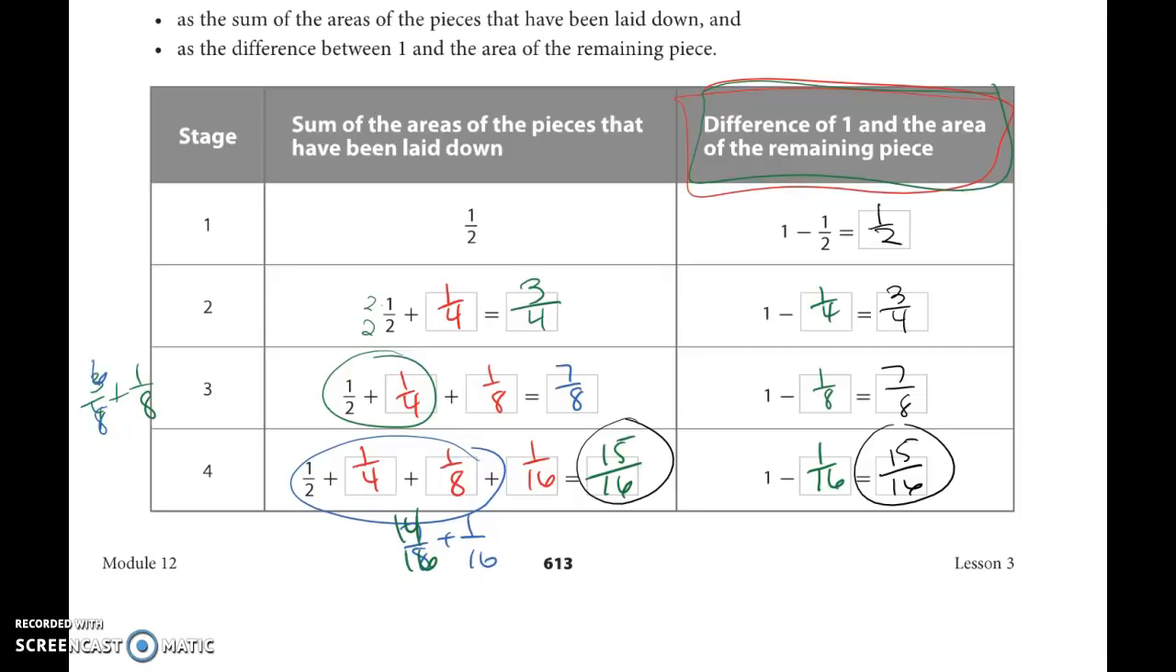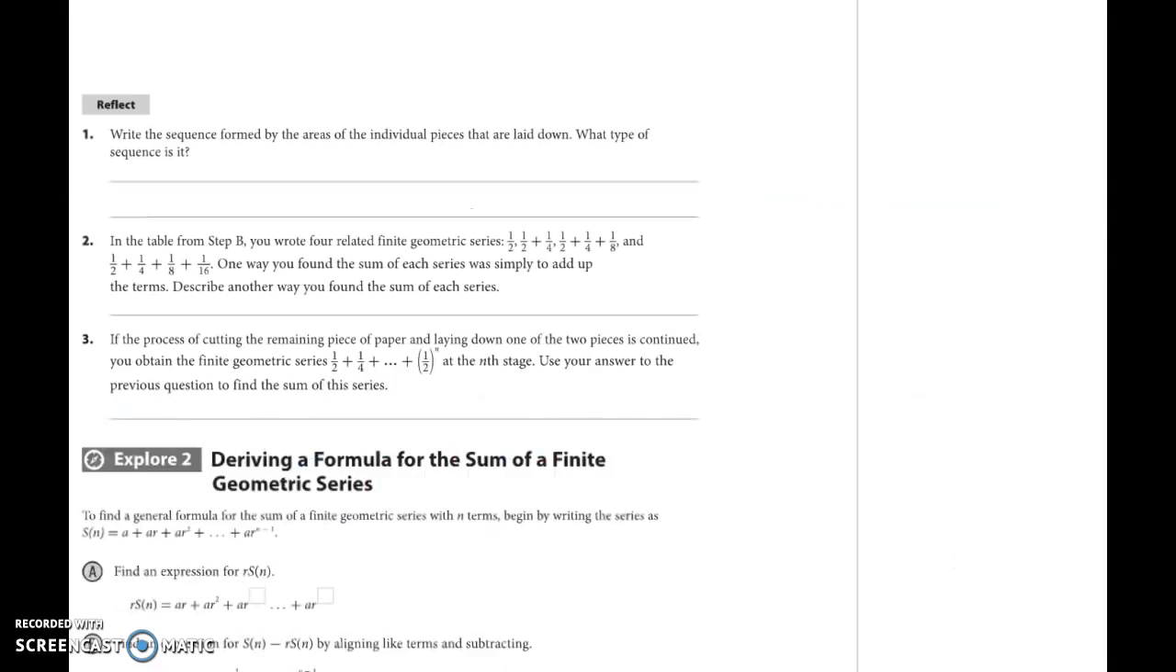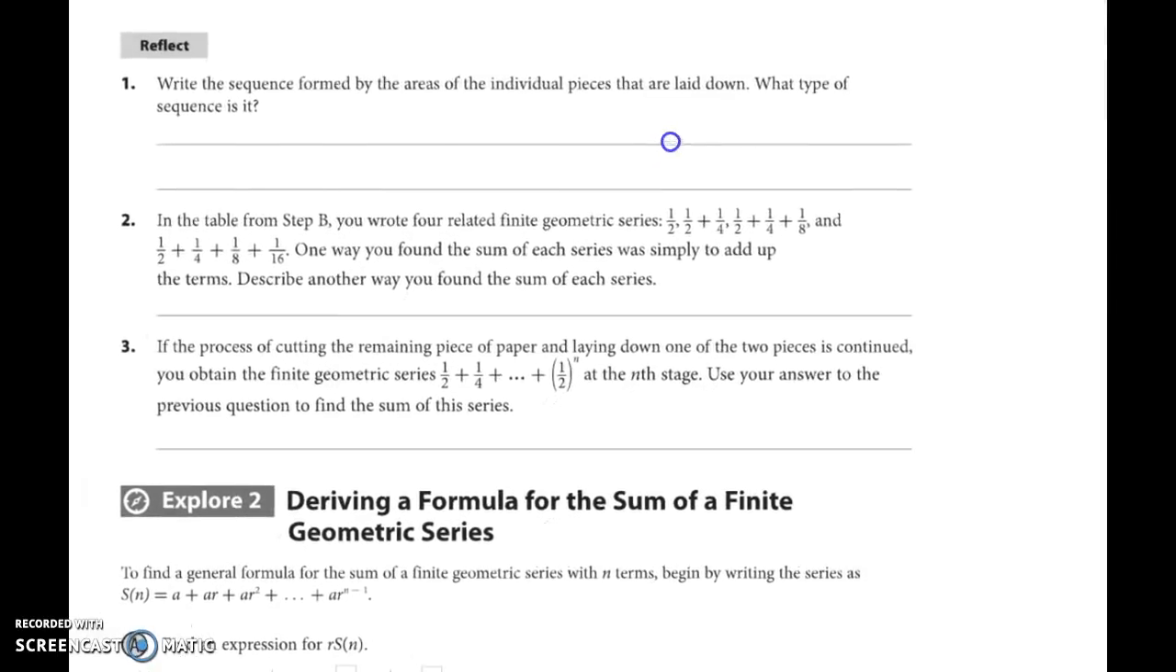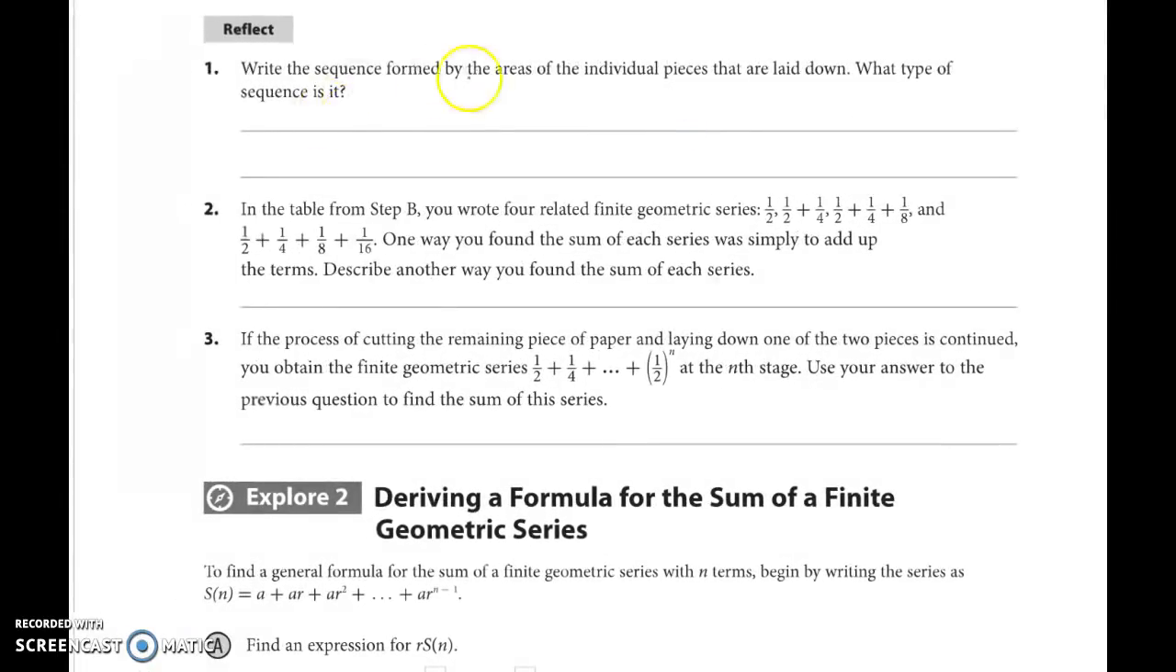Now going on to the next page, write the sequence formed by the areas of the individual pieces that are laid down. What type of sequence is this? So we kind of already talked about this, where we had 1/2, 1/4, 1/8, and 1/16. And we said that this is geometric, and it had a common ratio of 1/2 each time, dividing by 2, dividing by 2, dividing by 2.